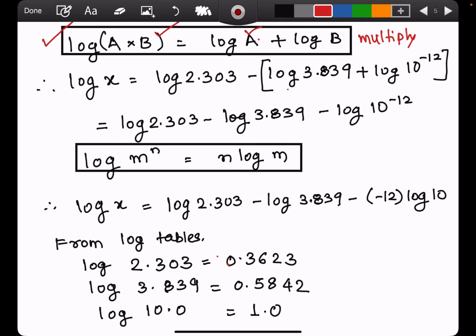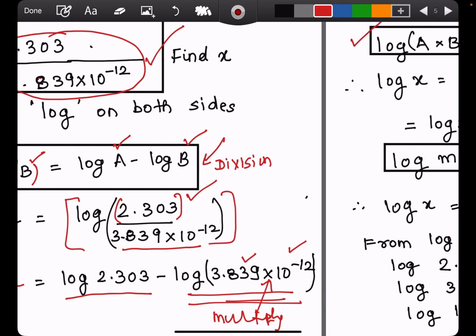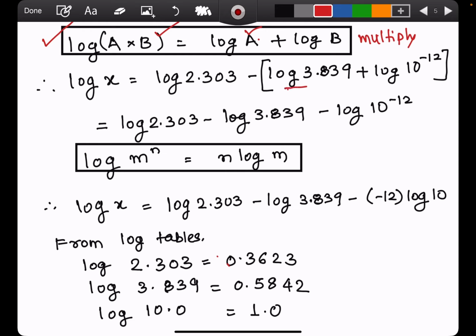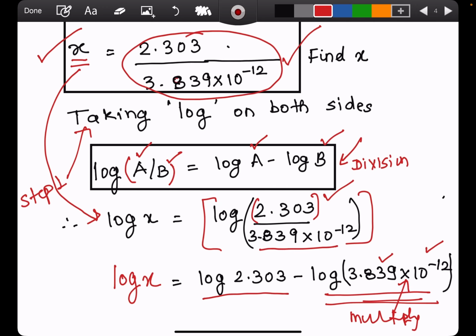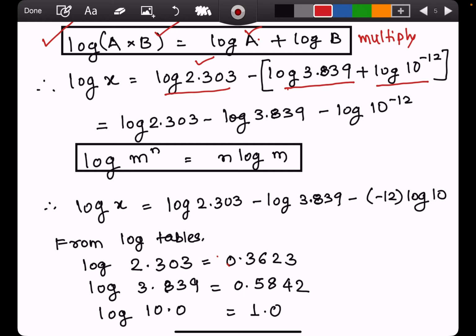So using this, now what I do is, this term I simplify and rewrite it as log of 3.839 plus log of 10 raised to minus 12. This term was originally there, log of 2.303 minus log of this term, which I have rewritten as log of 3.839 plus log of 10 raised to minus 12.